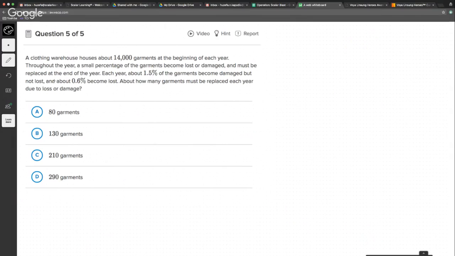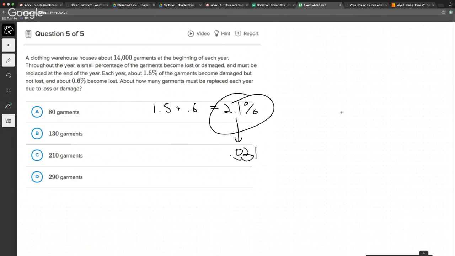Okay. What's the total percentage that are lost or damaged? Well, it's 1.5 plus 0.6 equals 2.1%. Okay. So 2.1% of these garments are lost. How do we calculate 2.1% of 14,000? Again, I'm going to convert this to a decimal, 0.021, right? We just moved that decimal over twice. And then multiply it by 14,000. 0.021 times 14,000.